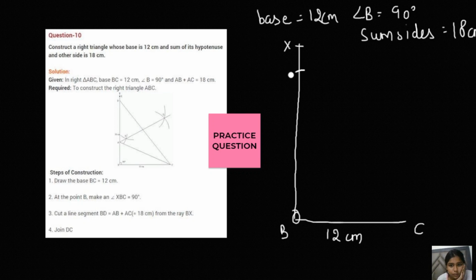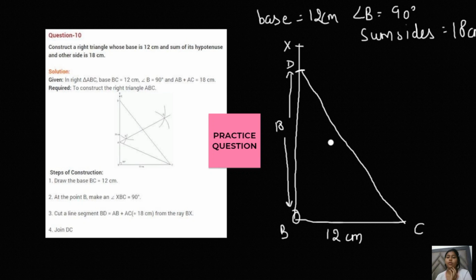Now for the sum of the sides, put the pointer here and make an arc. This will be 18 centimeters in length. Now you mark it as D. You just have to draw the line like this. Now you have to draw the perpendicular bisector. So the perpendicular bisector will be somehow like this.